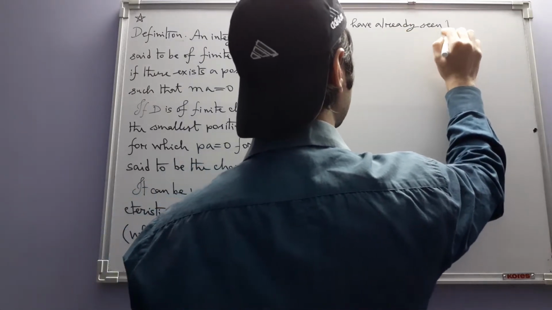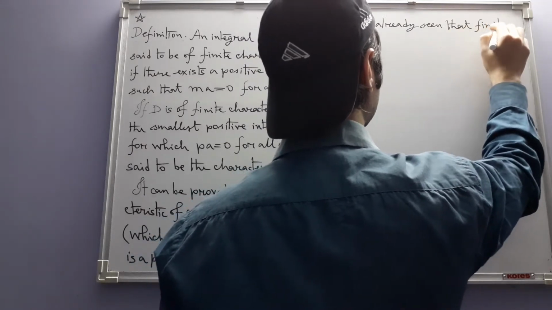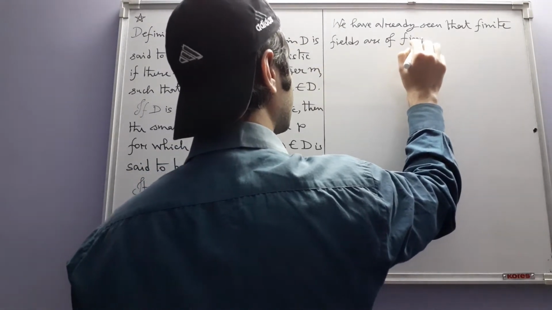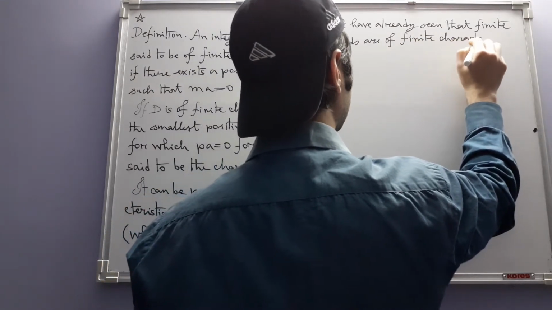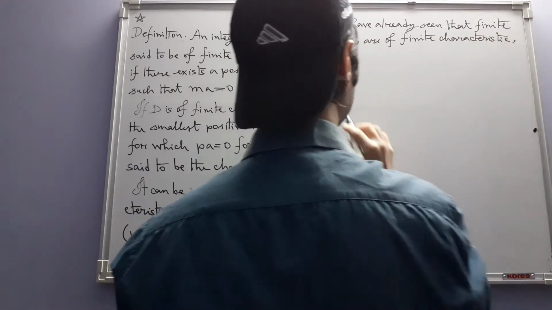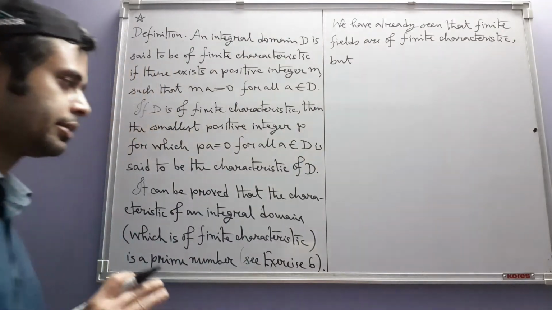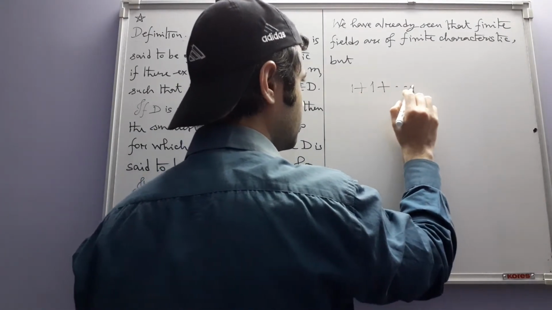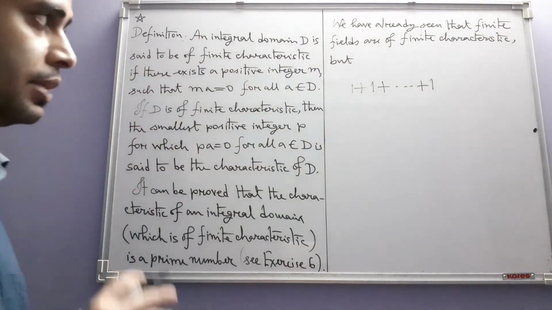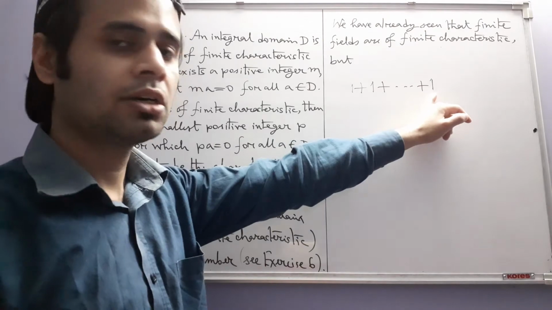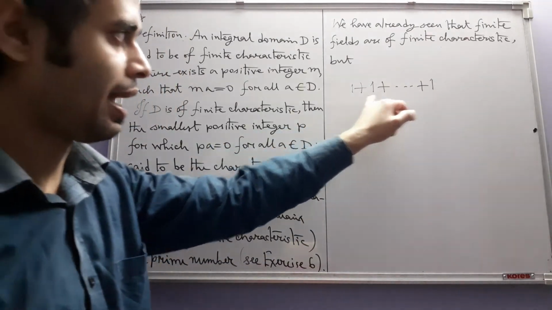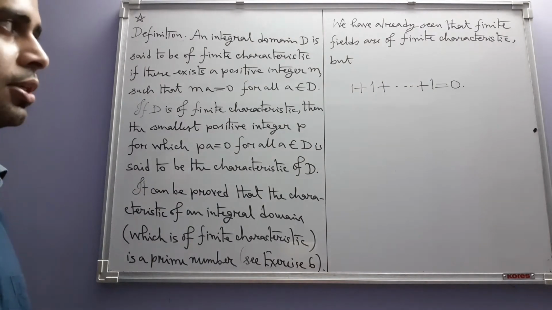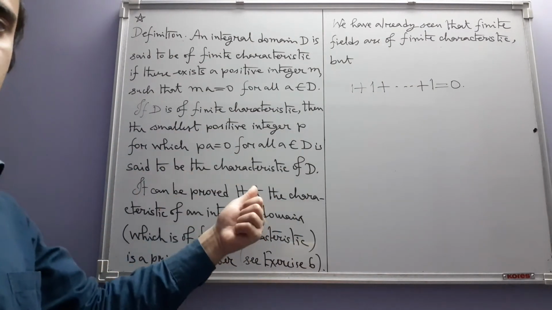We have already seen that finite fields are of finite characteristic. In fact, that is where we started our discussion by considering this sum where 1 is the unit element in a field. In a finite field, if we take as many ones as the number of elements in the field and add them up, then we get 0. This follows from one of the corollaries to Lagrange's theorem from group theory. This is where the concept of characteristic started.